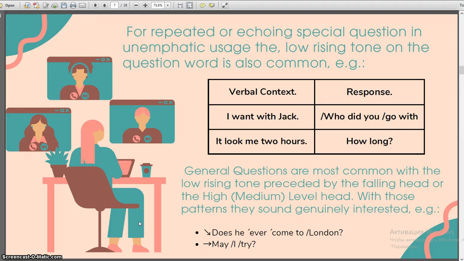General questions are most common with a low rising tone preceded by the falling head or the high level head. With those patterns, they sound interested. For example, does he ever come to London? May I try?